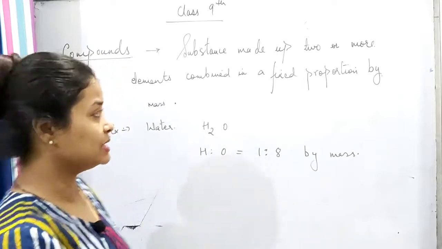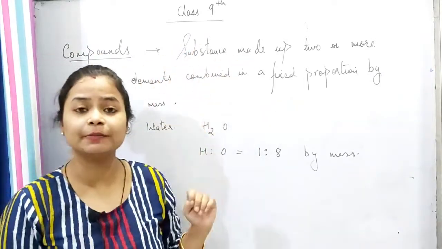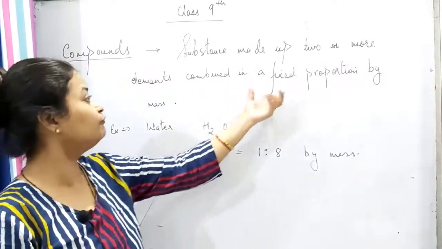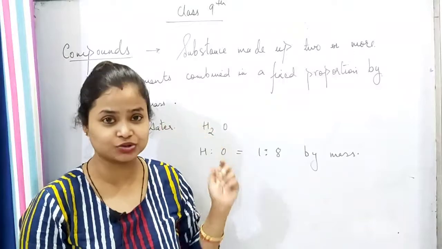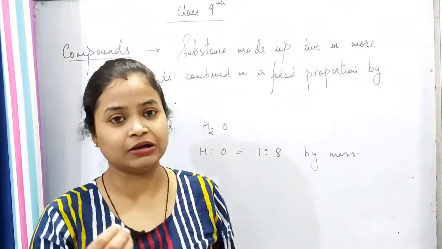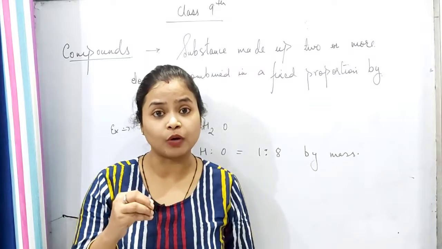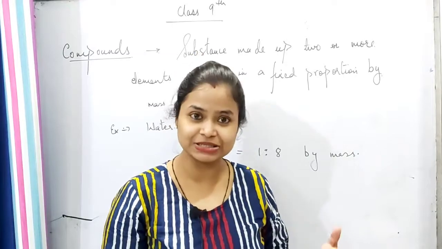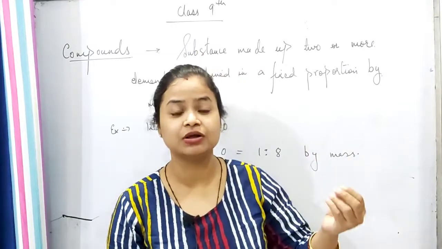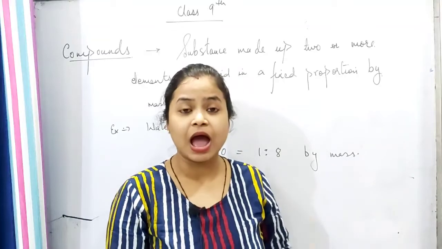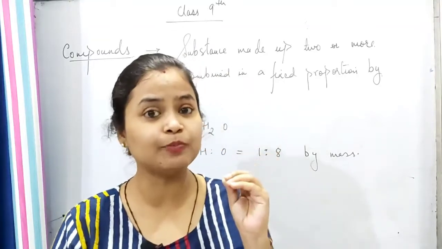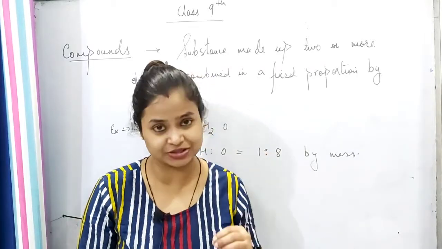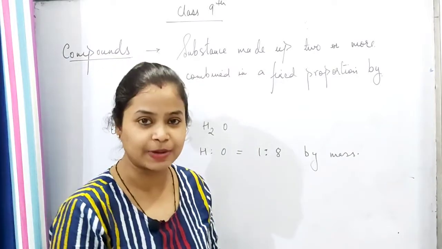Compounds are substances which are made up of two or more elements combined together in a fixed proportion by mass. Elements means, for example, hydrogen, oxygen, carbon, etc. And always remember, that is the key point over here, in the case of compounds the proportion is fixed. Let us understand this by an example.